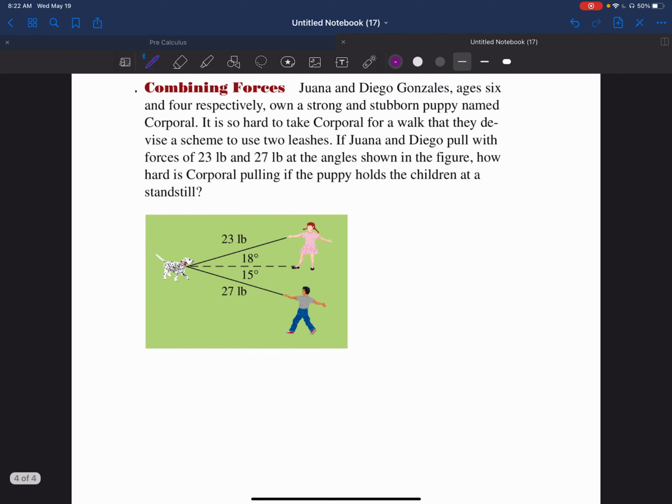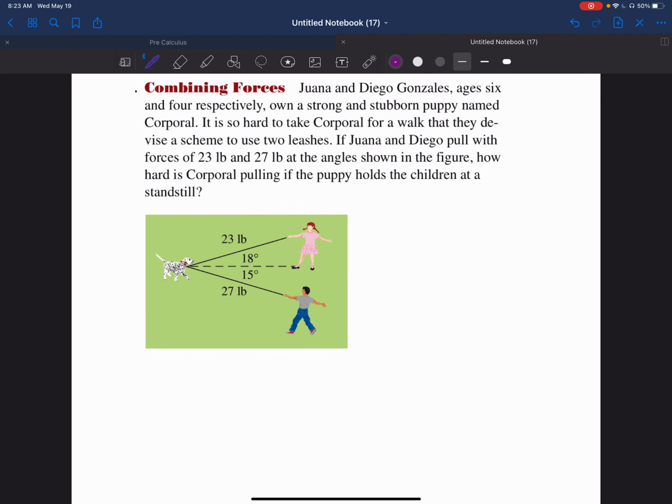And we are done with this problem. So now you have two kids pulling the leash on a dog, and then they're telling you that the girl is applying a force of 23 pounds. The boy is applying a force of 27 pounds, and then they show you the diagram for the angle of direction, basically. That's what it's used for.